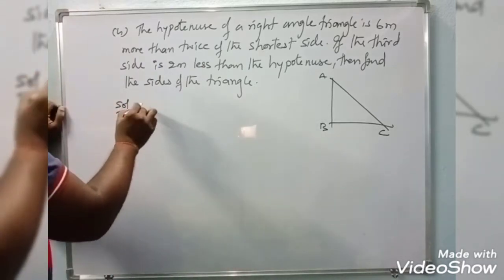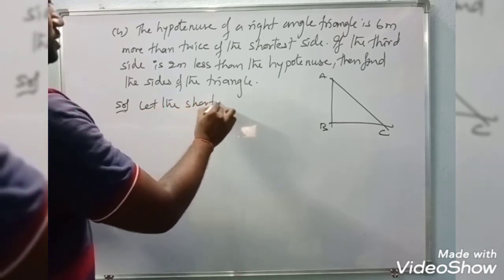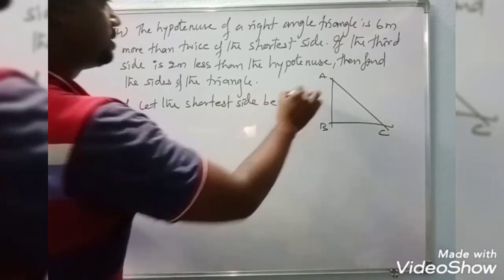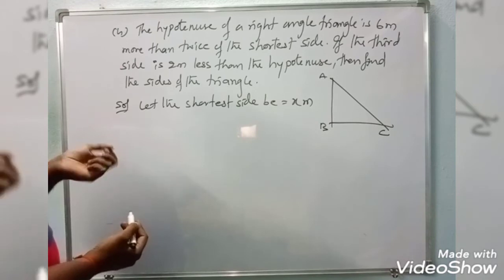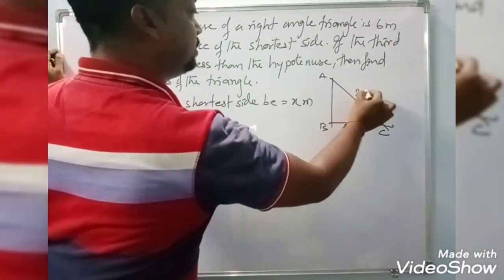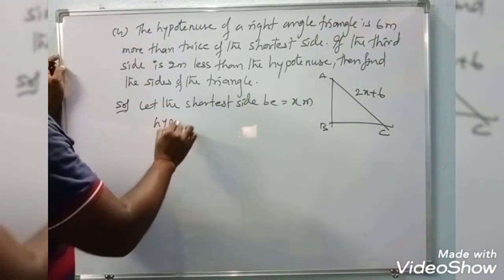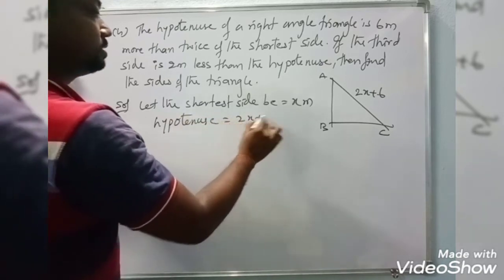So we are assuming that let the shortest side be x, right? X meters. Now what will be your equation here? As per the problem, you have to write 2x plus 6. So hypotenuse is equal to 2x plus 6.